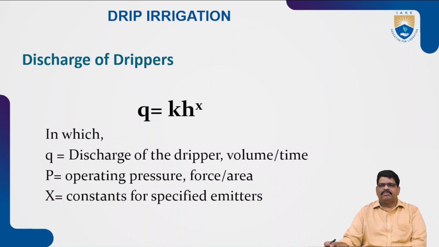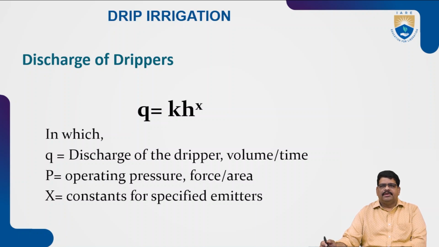So here some of the formulas are given, where Q is equal to discharge, K into H to the power of X. This Q is the discharge, which is the amount the drip irrigation can emit from the nozzle.